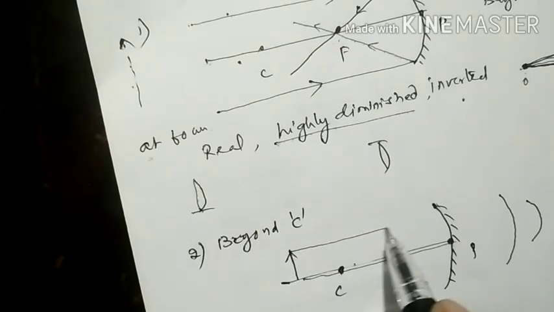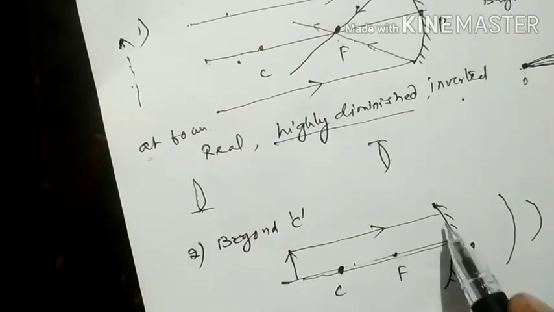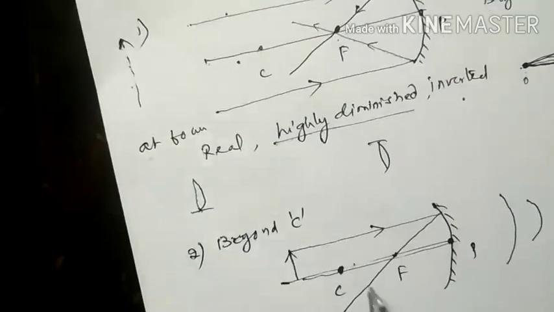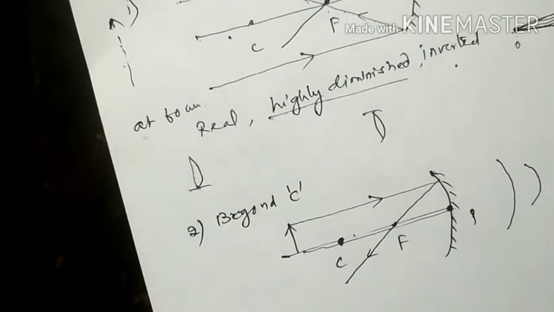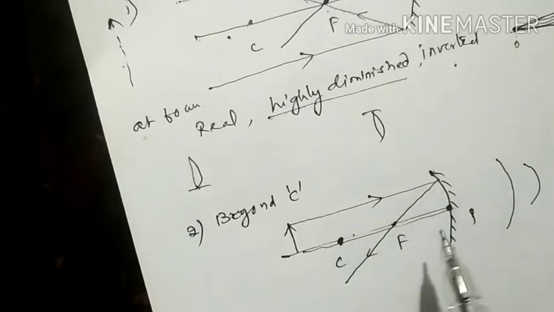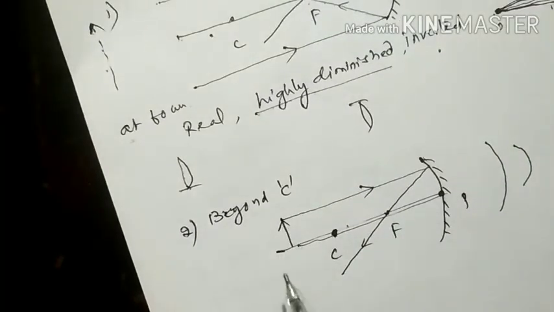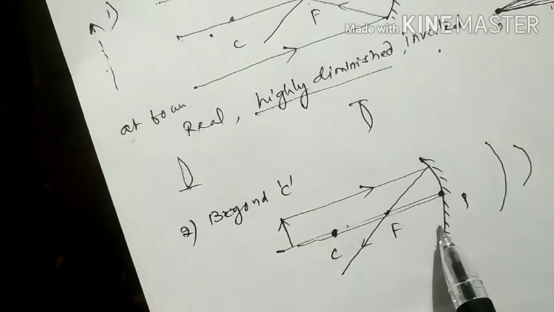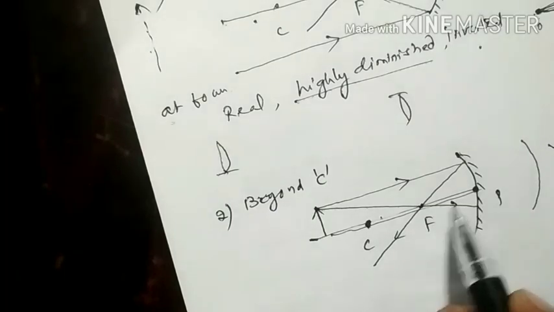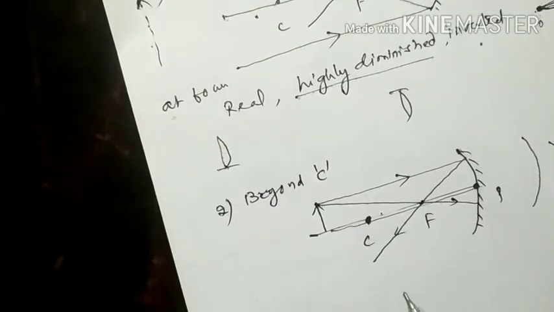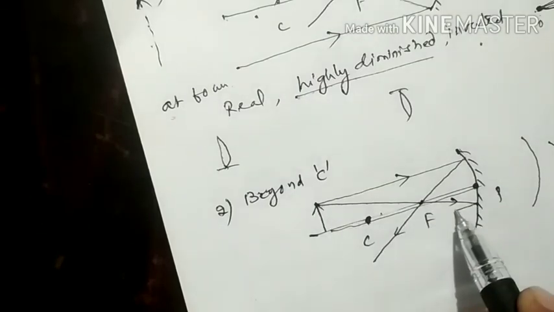For the first rule, a light ray parallel to the principal axis, after reflection, passes through the principal focus. Again you can consider the normal. For the next ray, you can consider two possibilities: oblique incidence, or a light ray passing through the focus. Whatever the case, you will get the same result. Don't think you always have to draw from this point only. The second rule is that a light ray passing through the focus, after reflection, becomes parallel to the principal axis.